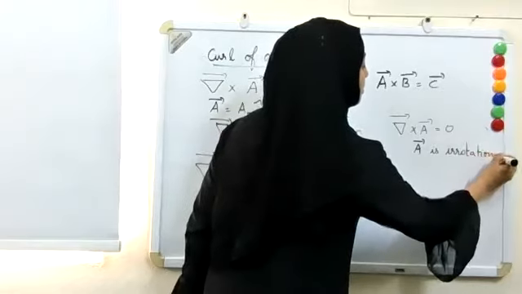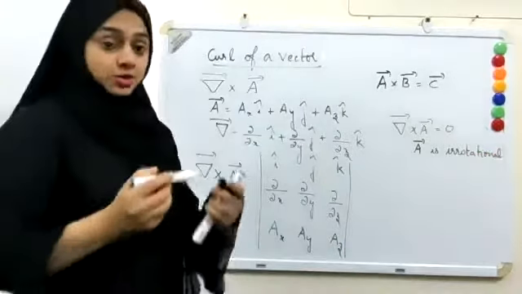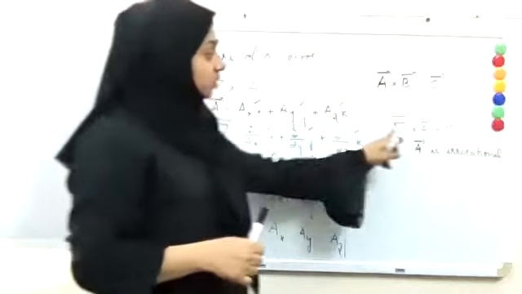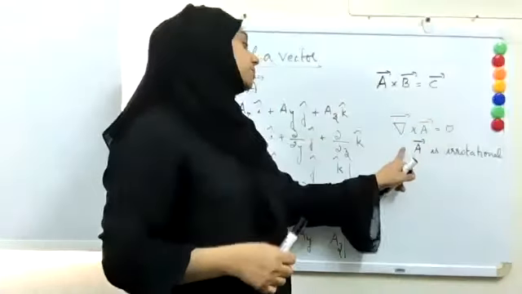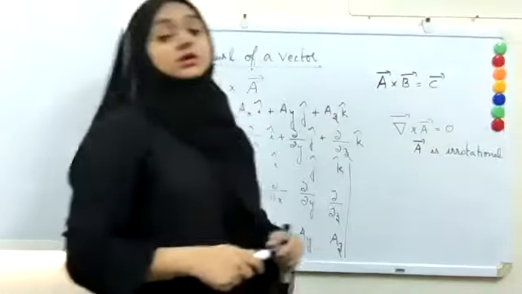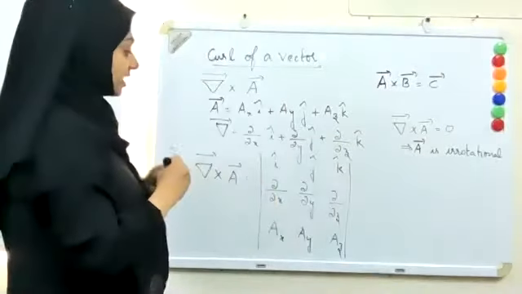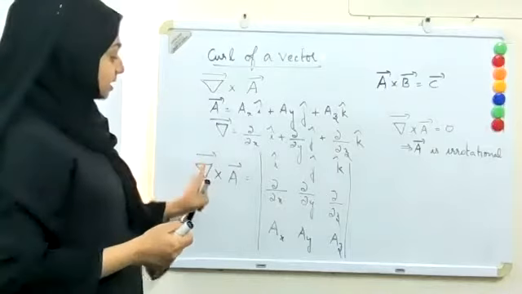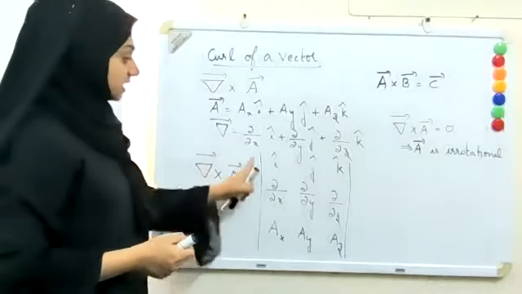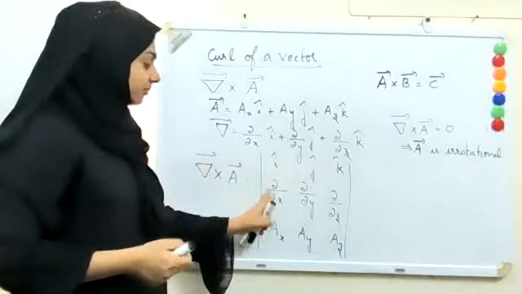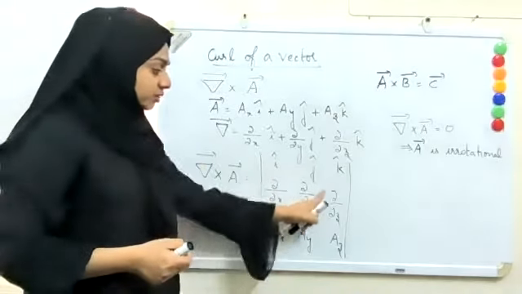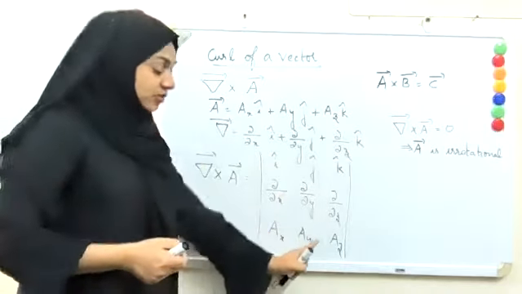You cannot rotate that vector. So if it turns out that del cross A is equal to 0, it implies that A is irrotational. So how to find the curl of a vector? You can find the curl of a vector by taking del cross A, that is the determinant ijk, dou by dou x, dou by dou y, dou by dou z, Ax, Ay, Az.